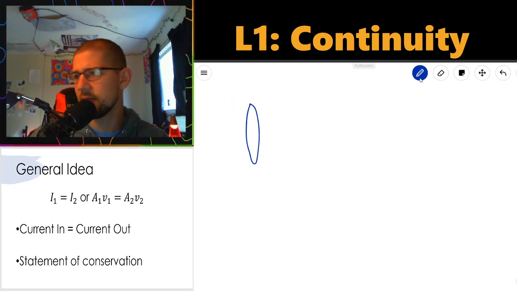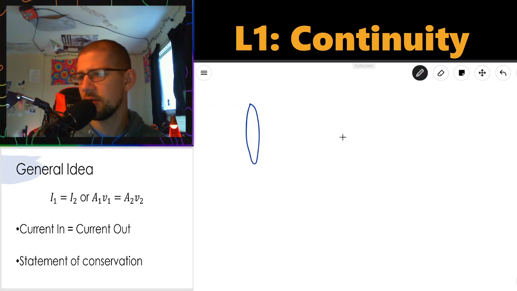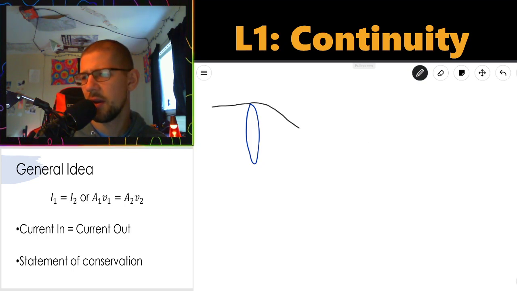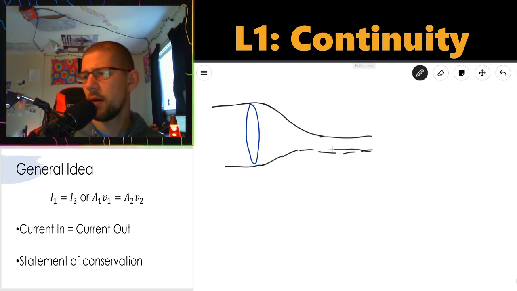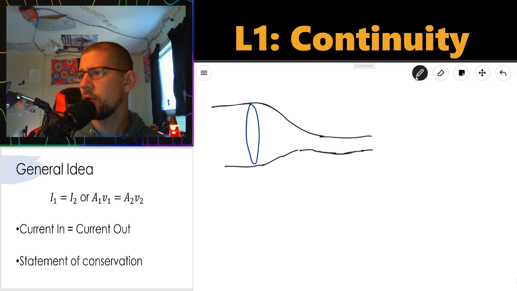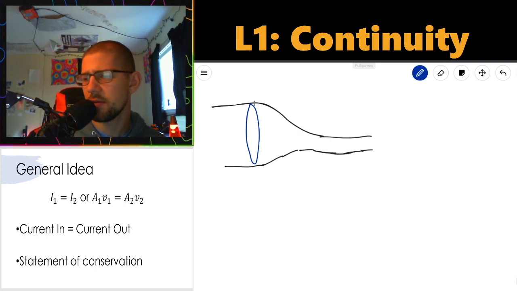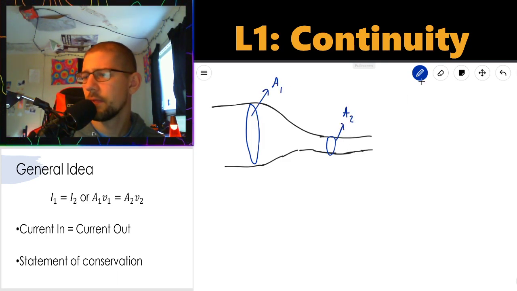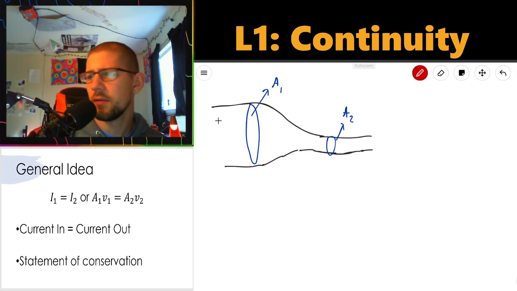So if we have some fluid system, let's just do something easy. Let's do a pipe that narrows. Throughout this tube, there are certain cross-sectional areas. Call this A1. Call this A2. And through those cross-sectional areas, some fluid is flowing. So I'll say that current I flows to the right here.